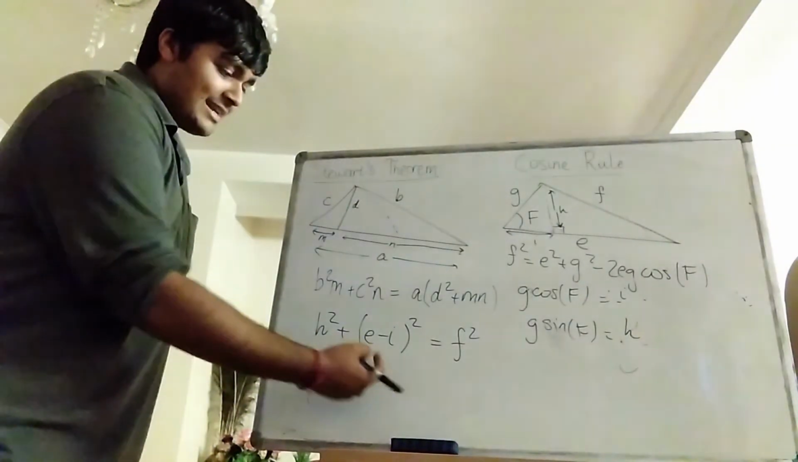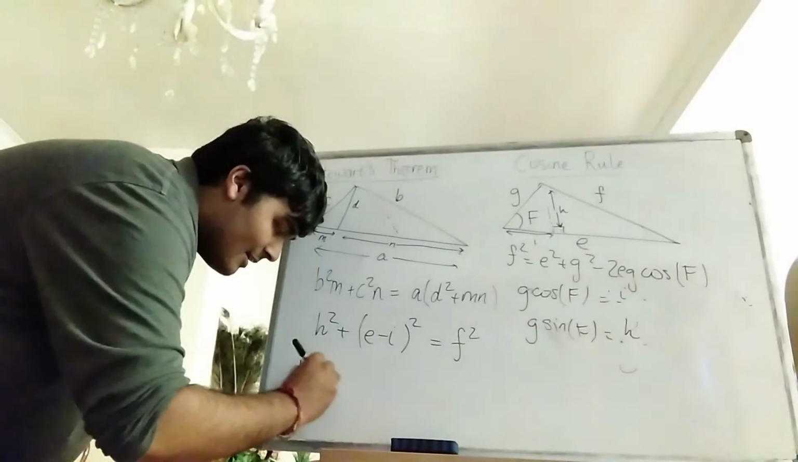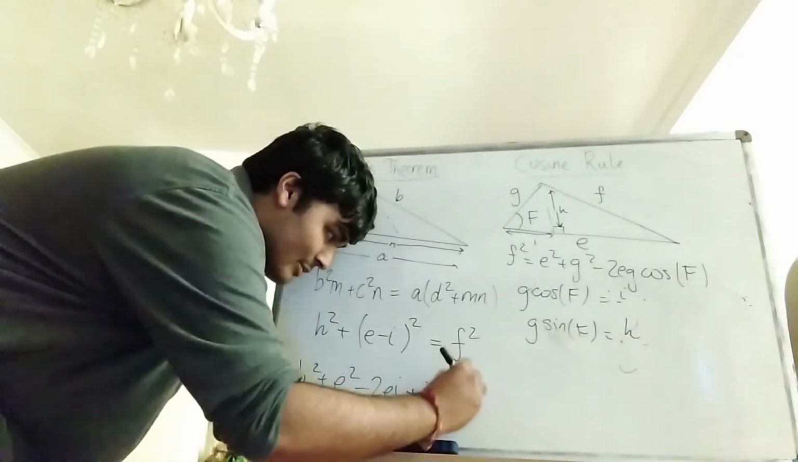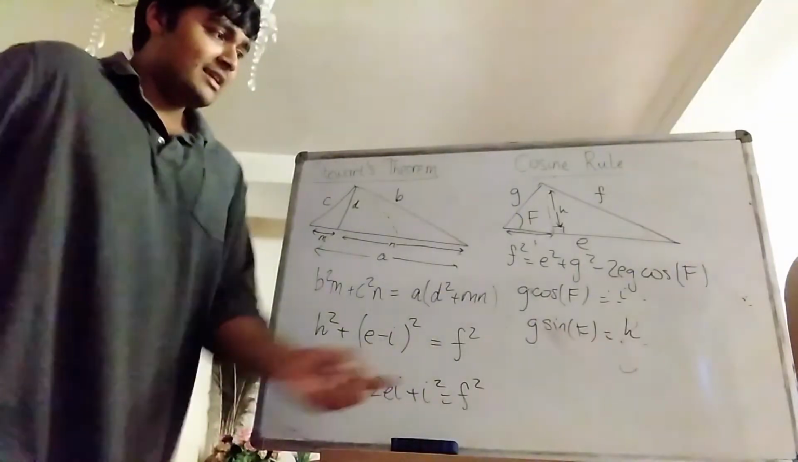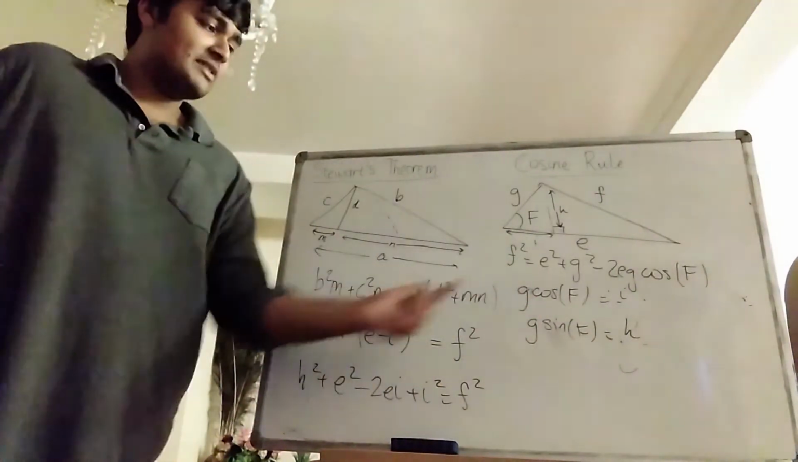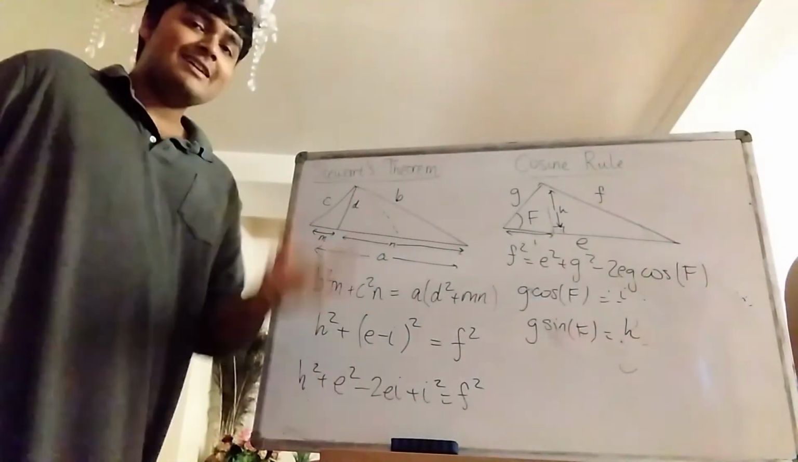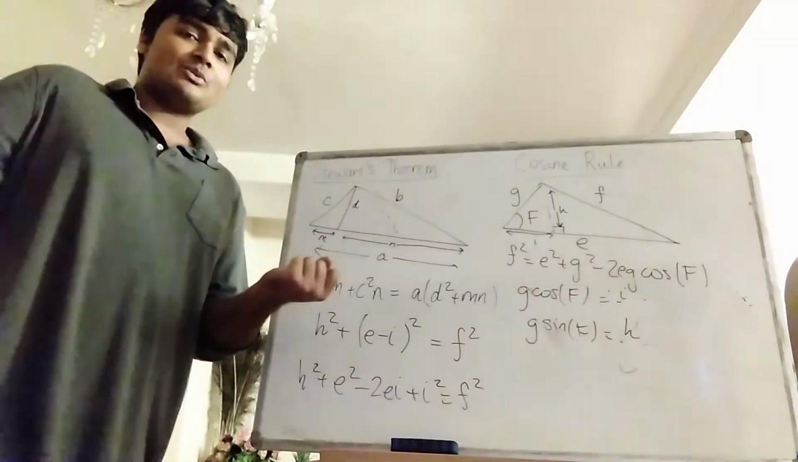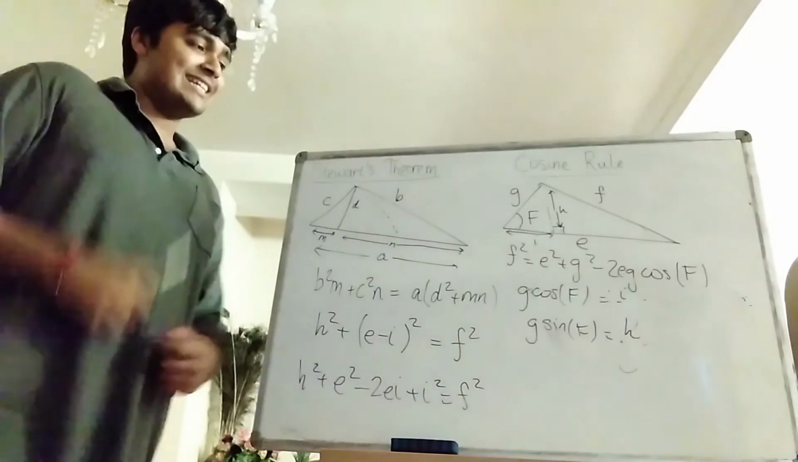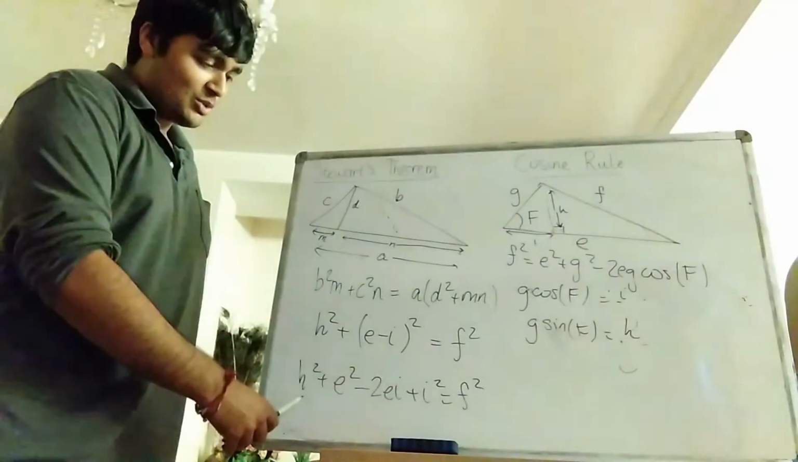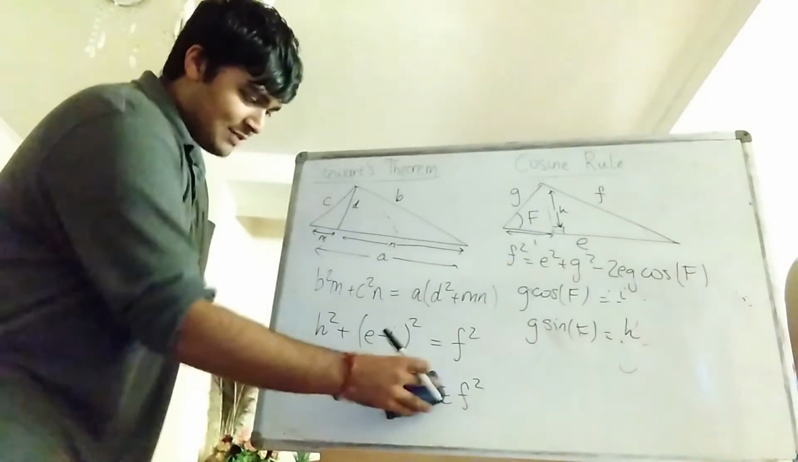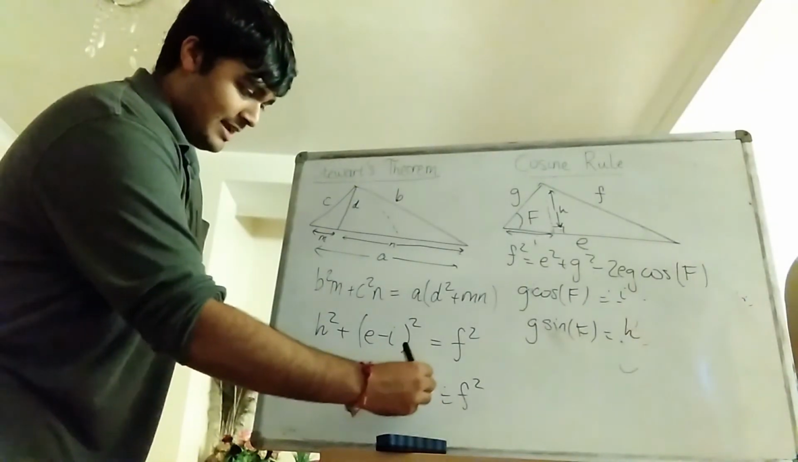Okay, so let's expand out this bracket here. So h squared plus e squared minus 2ei plus i squared equals f squared. Okay, what's h squared? Well, that's g squared sine squared f. Then i squared is g squared cosine squared f. So h squared plus i squared is going to be g squared times (sine squared plus cosine squared of f). But of course, sine squared plus cosine squared is 1, a very standard trigonometric identity. So h squared plus i squared is g squared. Okay, that's great. So let's replace that with plus g squared.